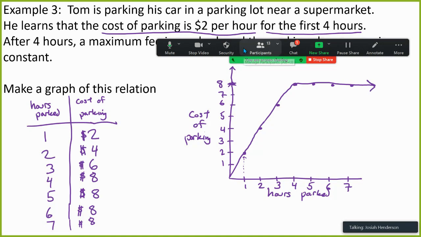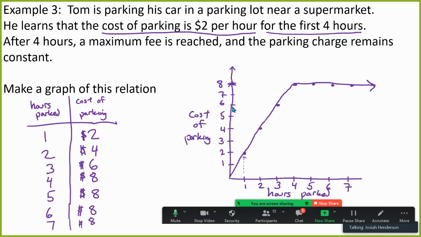Because in this scenario, they're giving us some extra weird information. Let's look back at the top again. The cost of parking is $2 per hour for the first 4 hours. But then it says after 4 hours, a maximum fee is reached and the parking charge remains constant. So because of that, after that 4th hour, for the 5th one and the 6th one and the 7th hour or more, it doesn't keep increasing $2 per hour. It stops and stays flat at 8.